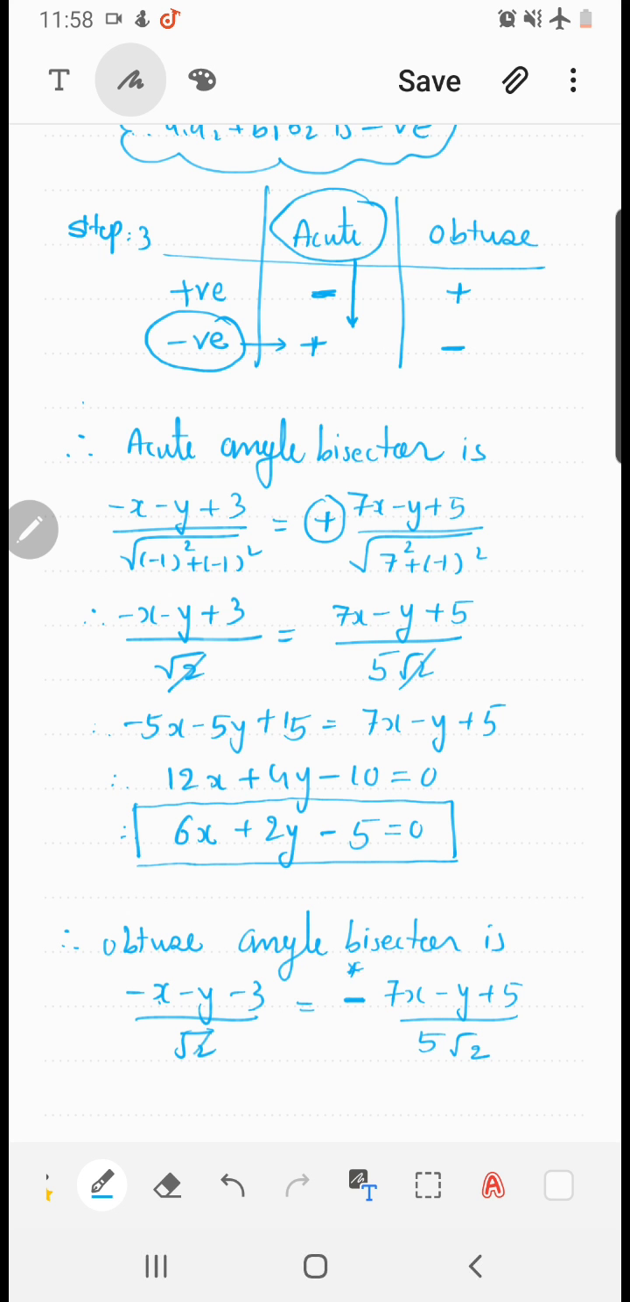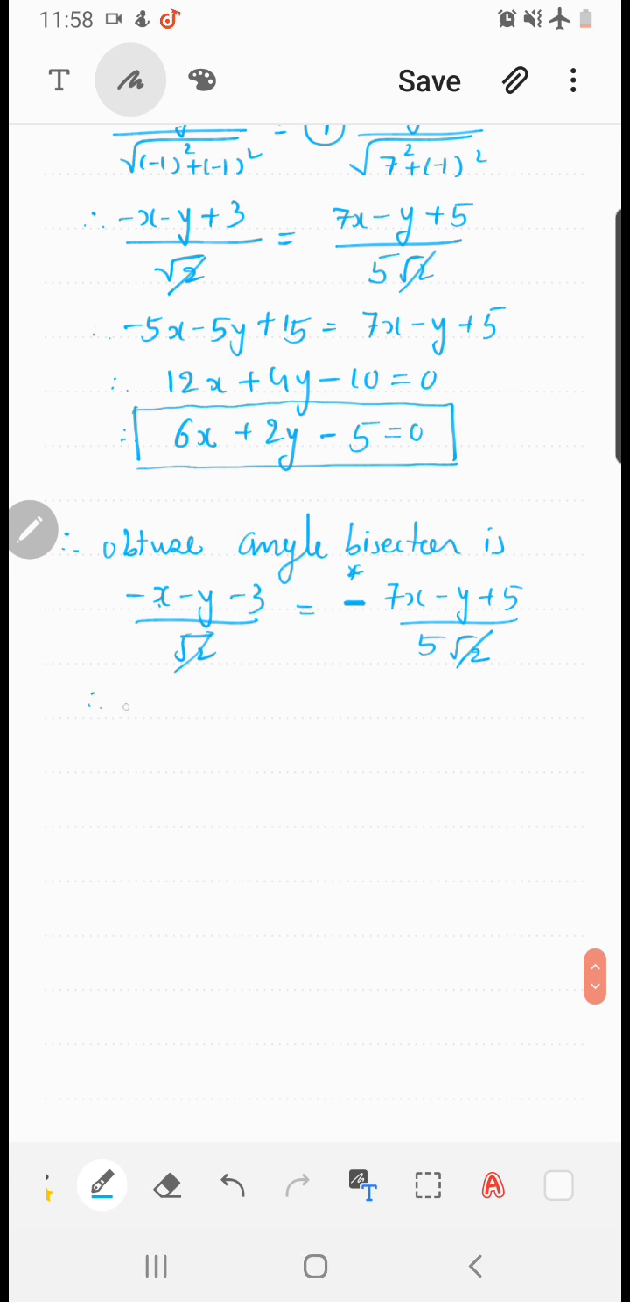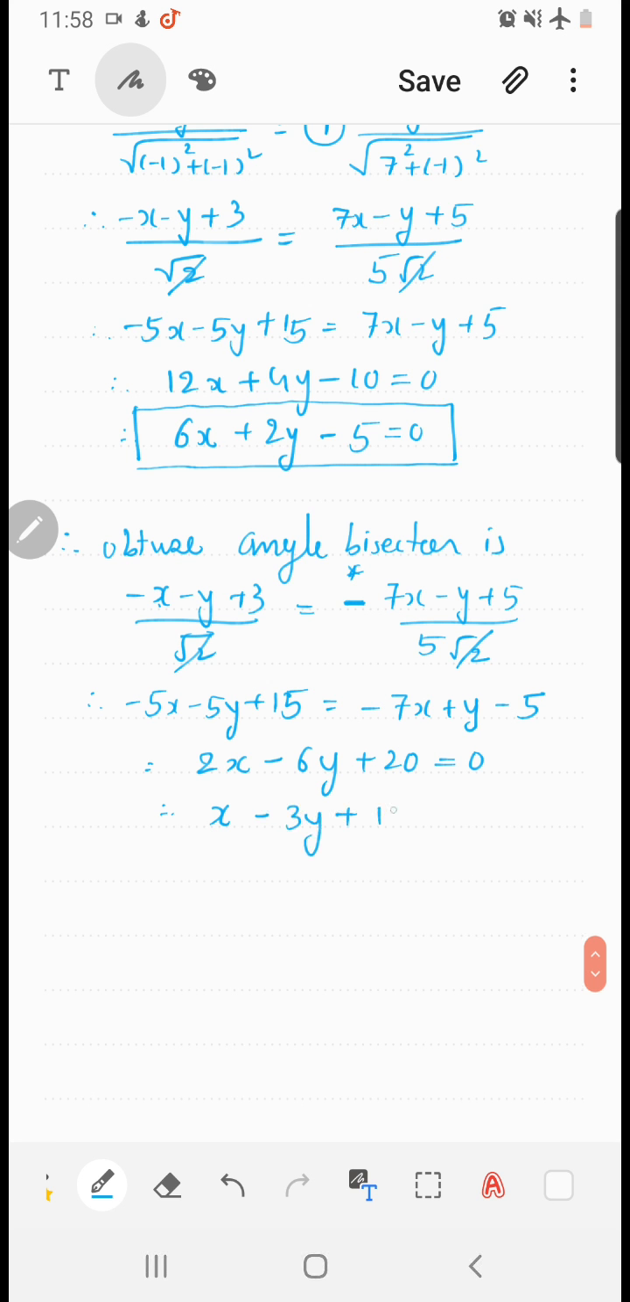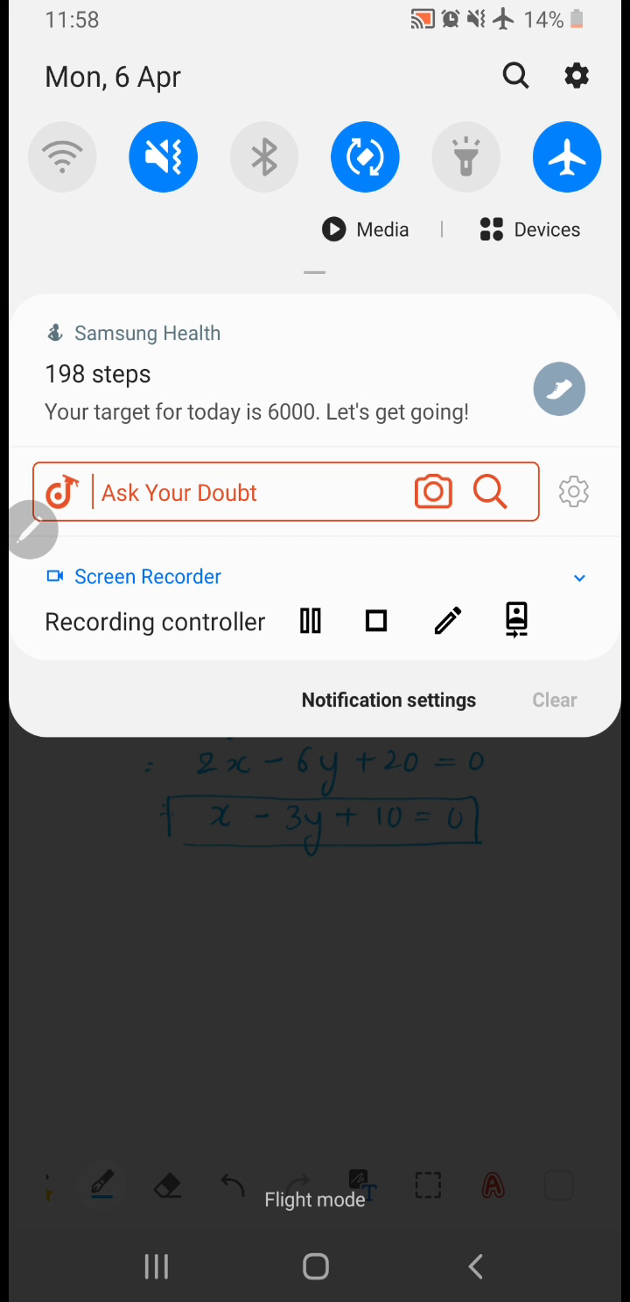Now let's simplify further. Root 2 gets cancelled. What I get is 5 times (minus x minus y plus 3), 5 3s are 15, is equal to minus (7x minus y plus 5). If I arrange the terms, I get 2x minus 6y plus 20 is equal to 0. So if I adjust it, I get x minus 3y plus 10 is equal to 0. This is the obtuse angle bisector. So this is where we come to the end of the video based on finding the acute angle and obtuse angle bisector.